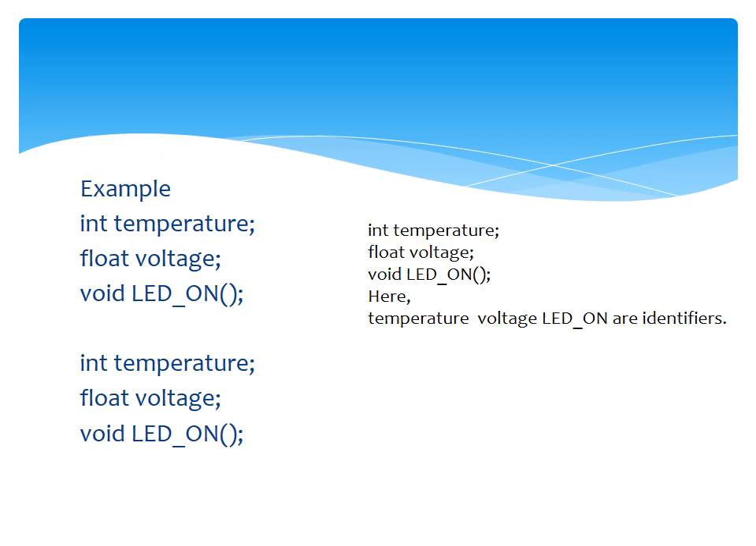Some of the examples I've given are int temperature, float voltage, void LED_on. And here temperature, voltage, LED_on, these are identifiers. By mistake it's pasted two times, but all these are identifiers.